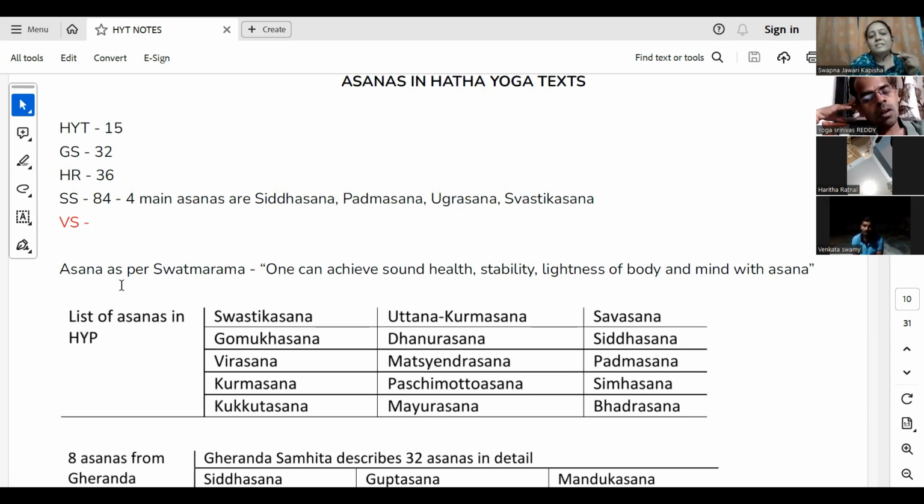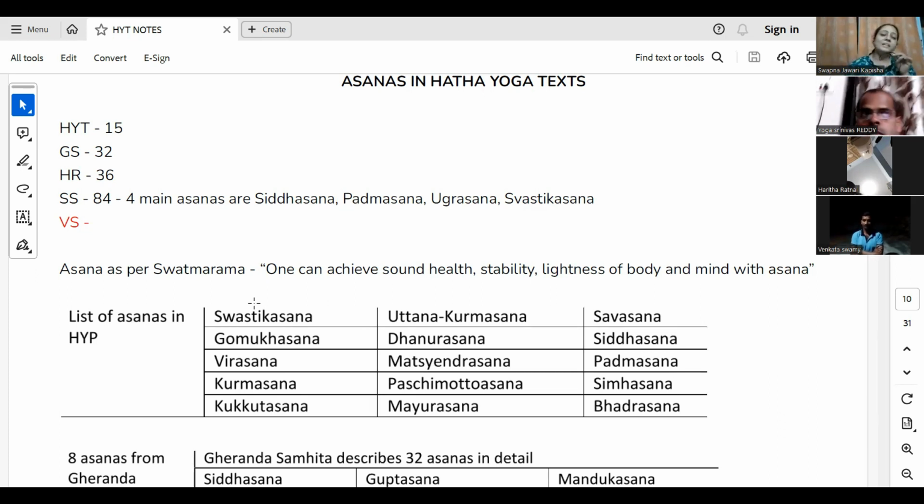So, what is defined as asana as per Swatma Rama? Asana is nothing but a posture which can help us to achieve sound health, stability in our life, and lightness of the body and mind. Not only lightness of the body, it also gives lightness of the mind. So asana is explained by Swatma Rama in 3 points: sound health, stability, and lightness.